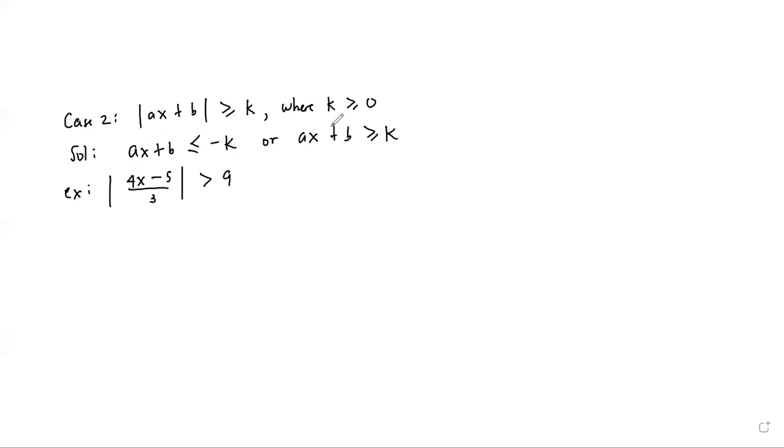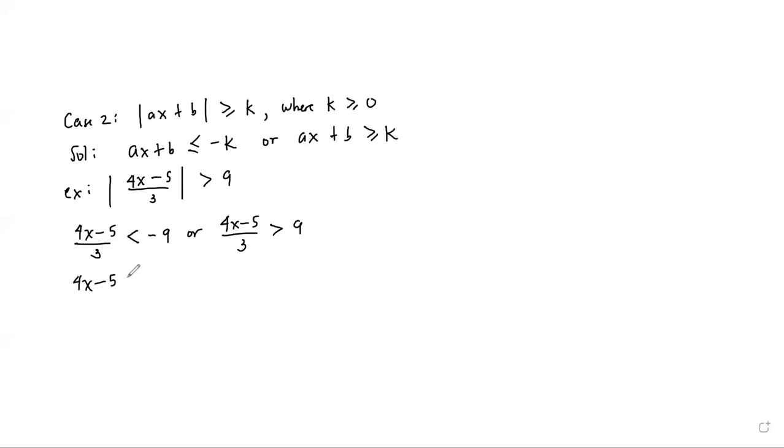So we shall use the formula. So we write (4x − 5)/3 is less than negative 9. So we follow this formula. And then the second one is (4x − 5)/3 is greater than positive 9. So for both inequalities, we multiply both sides by 3.